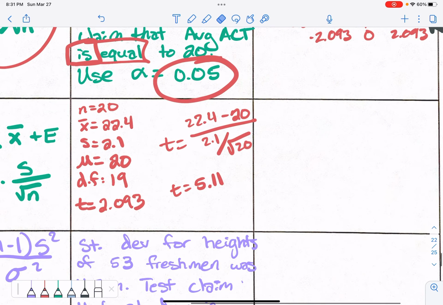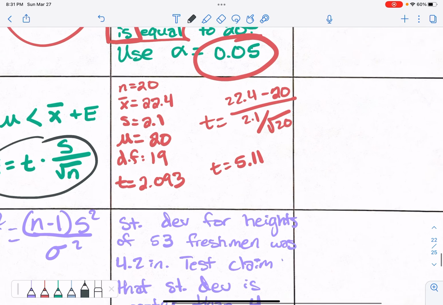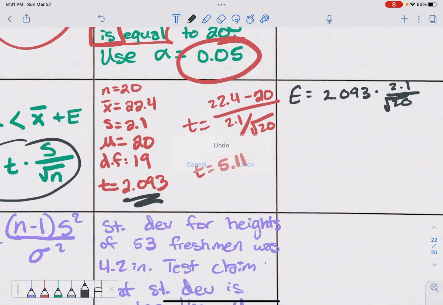All right, now let's do the critical value method instead. We have to calculate the error. Again, we're going to use that same T, so the error is 2.093 times s, which is 2.1, over the square root of n, which is 20. So I'm going to calculate all that and see what we get.